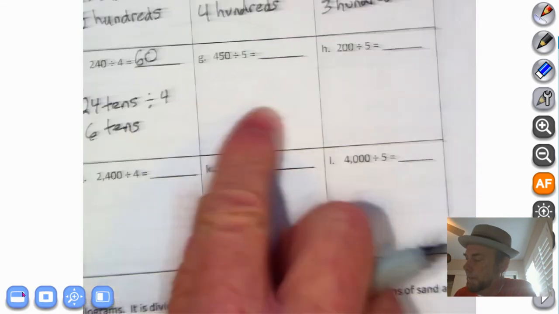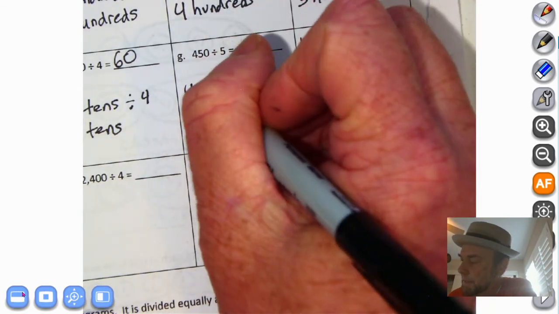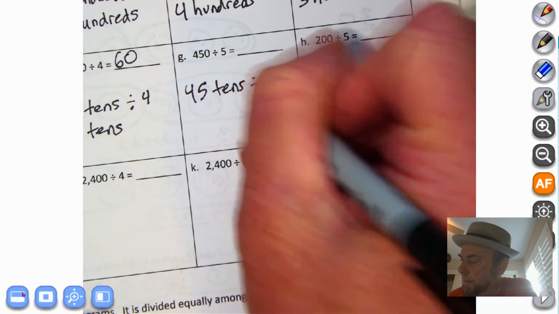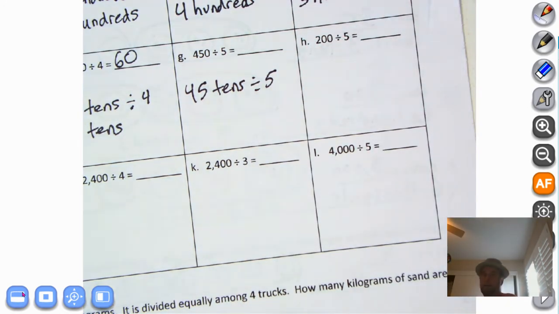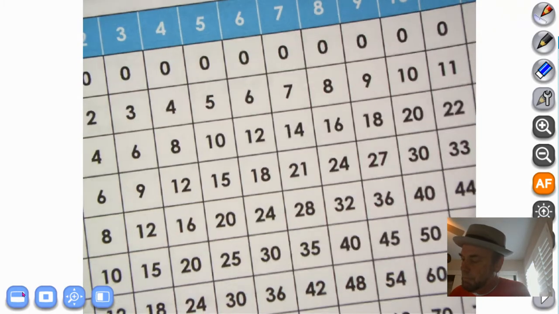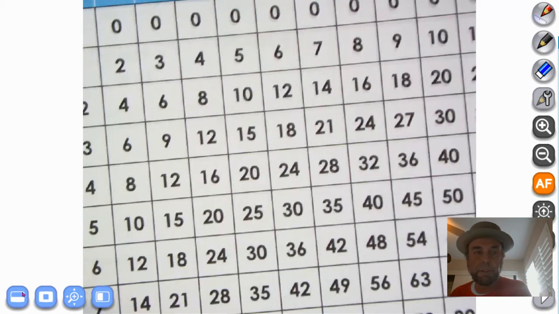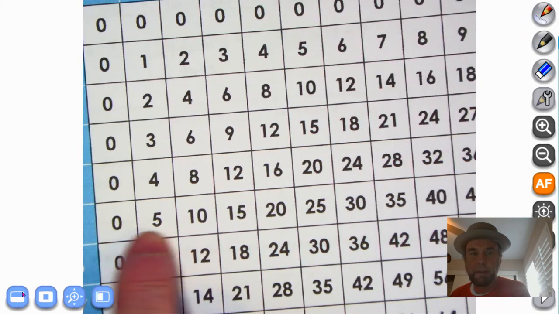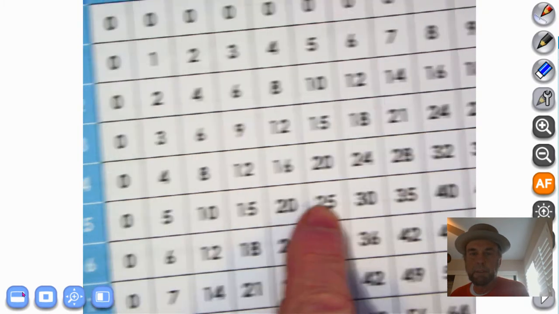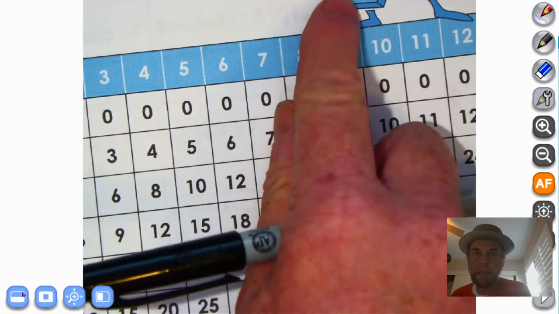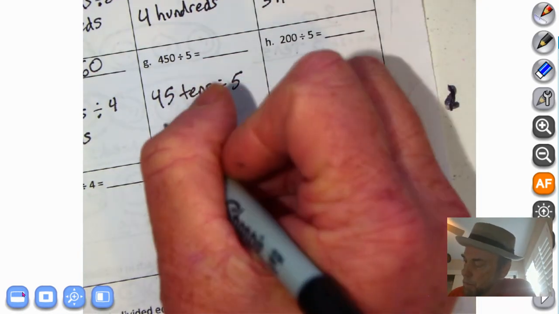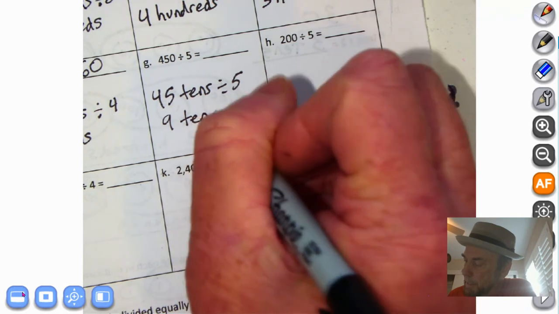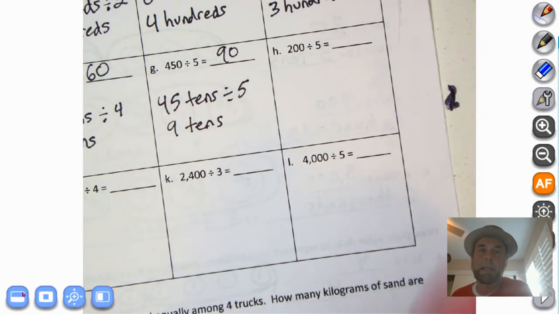How many tens do we have here? 45 tens divided by 5. Let's get out our multiplication chart again, okay? To figure this out. I know it's being divided by 5. So 5 times what is 45? Here's my 5. So I'm going, look, there's a 45. Let's go up. And it winds up at Mr. 9 in the blue. So it's 9. 9 what, though? 9 tens. And our answer is 90 because 9 times 10 is 90.